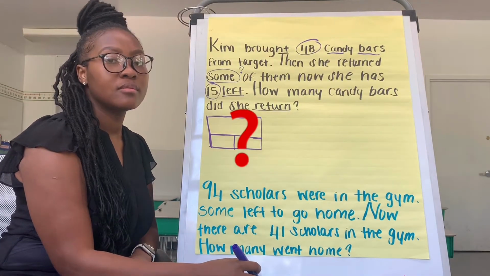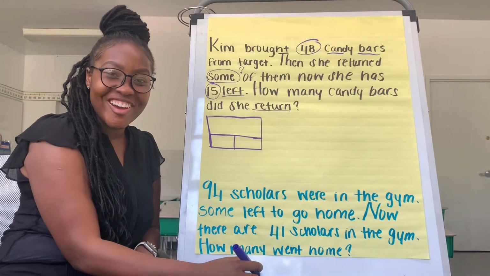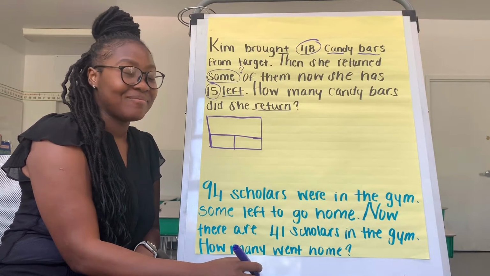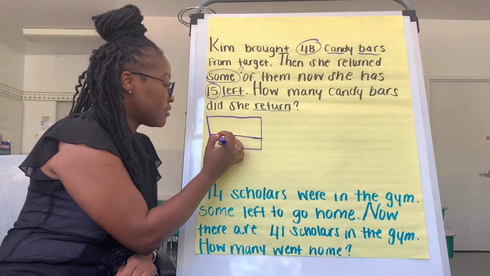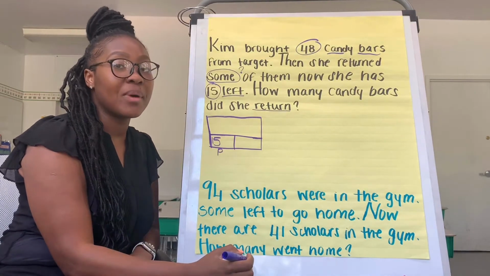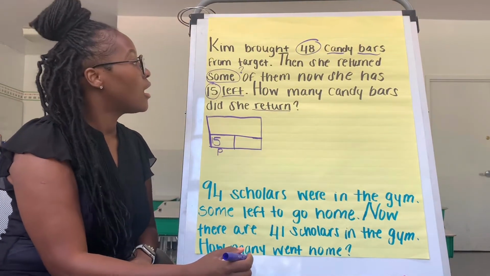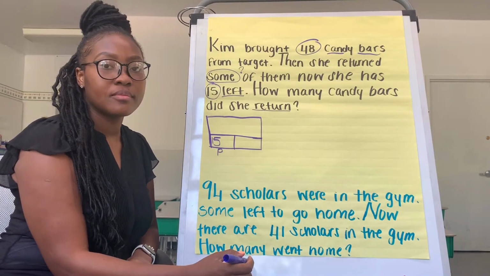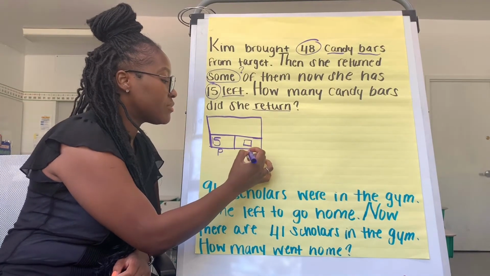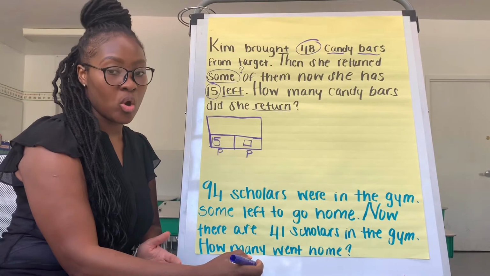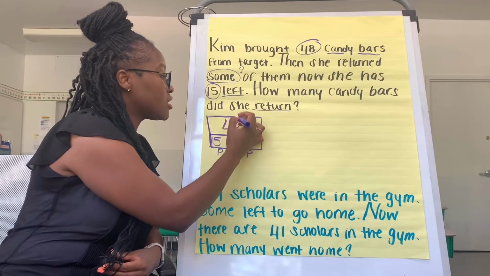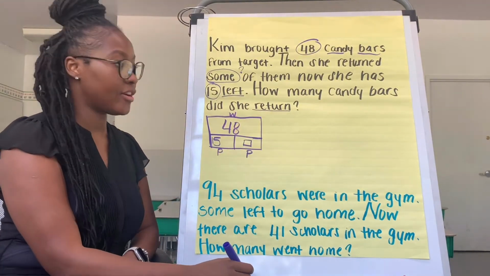What's my part? How did you know? Yes, 15 is a part because it represents how much she has left. And what's my other part? You're right, it's the unknown because we don't know how many she returned. And what is my whole? Yes, 48, because that's how many candy bars she bought all together.